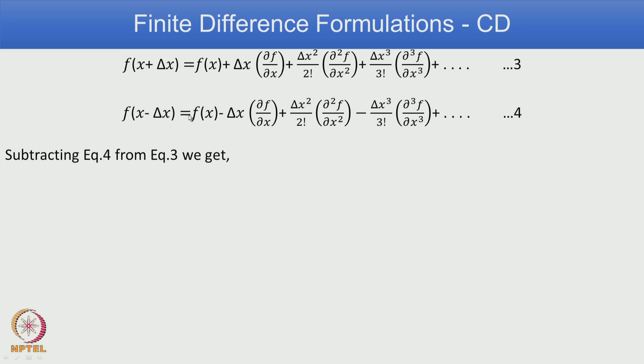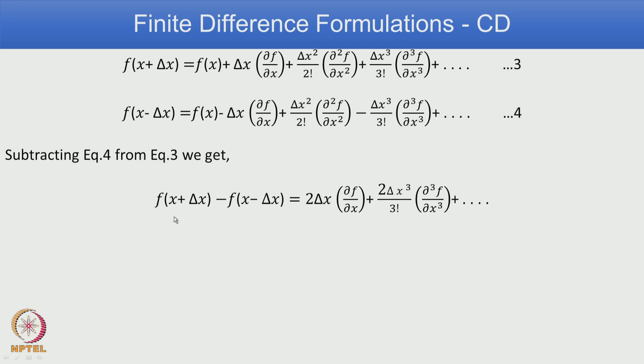If you subtract equation 4 from equation 3, you get f of x plus delta x minus f of x minus delta x. The first term gets cancelled, the second term becomes positive. So, 2 times delta x dou f by dou x plus all other higher order terms. Again we are only interested in the first derivative here, so we retain the first derivative and take the remaining terms to the other side.